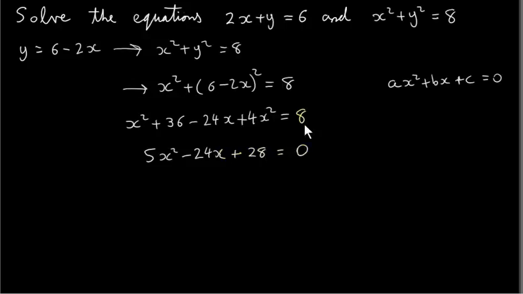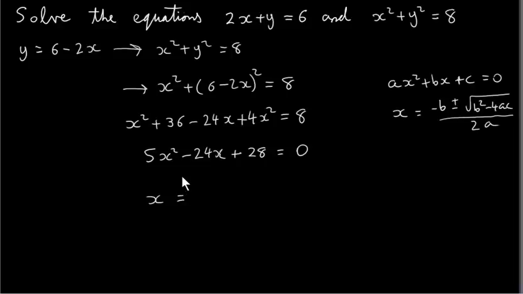So now we have 0 on the right hand side after I brought over the 8. So now this is in the standard form of a quadratic equation. And we have to use the methods for solving quadratic equations. We have a formula which is x equals minus b plus or minus the square root of b squared minus 4ac, divided by 2a. So we apply our formula to this equation here.